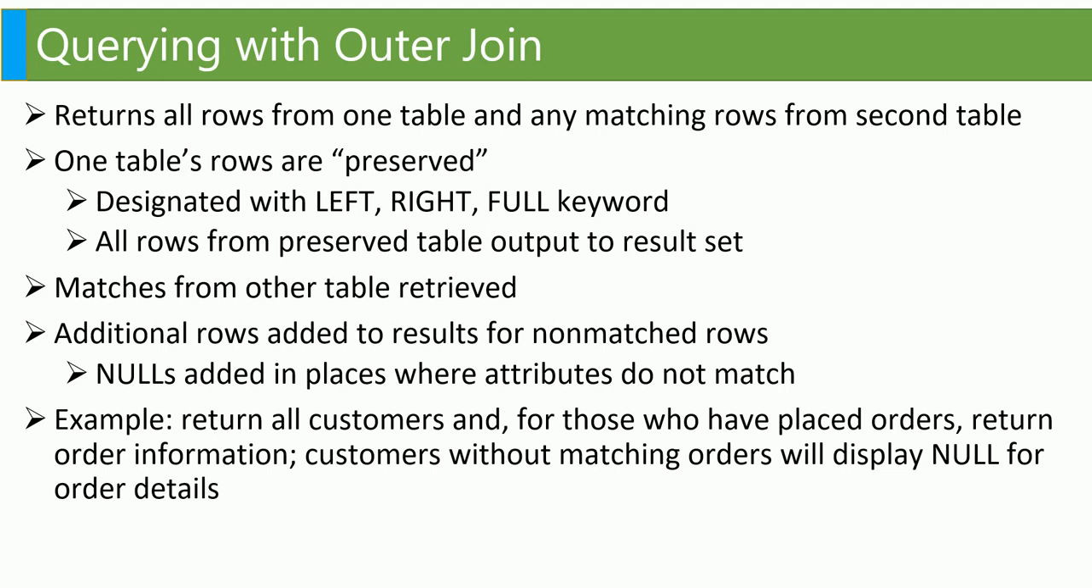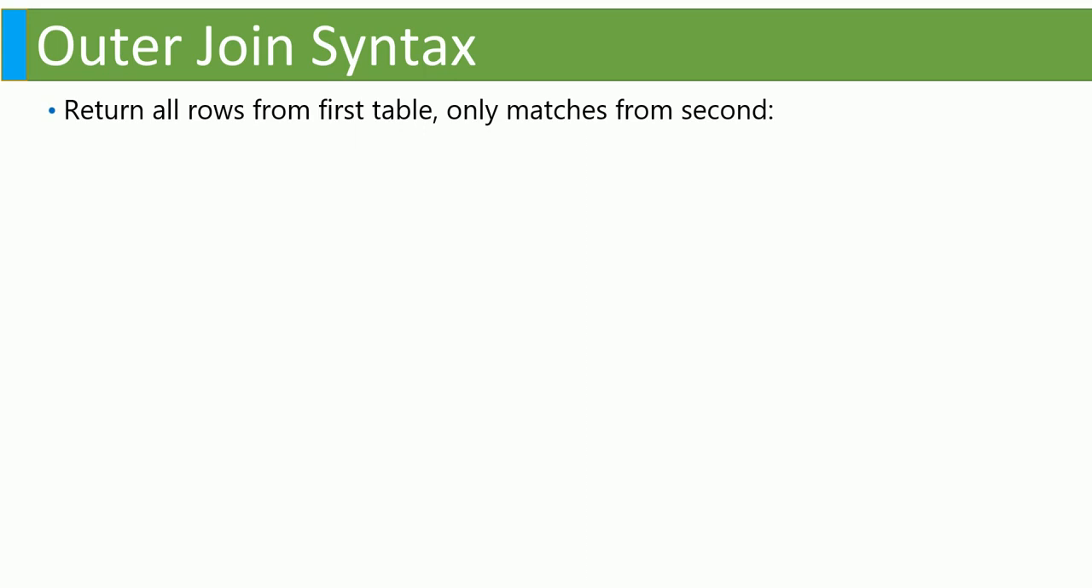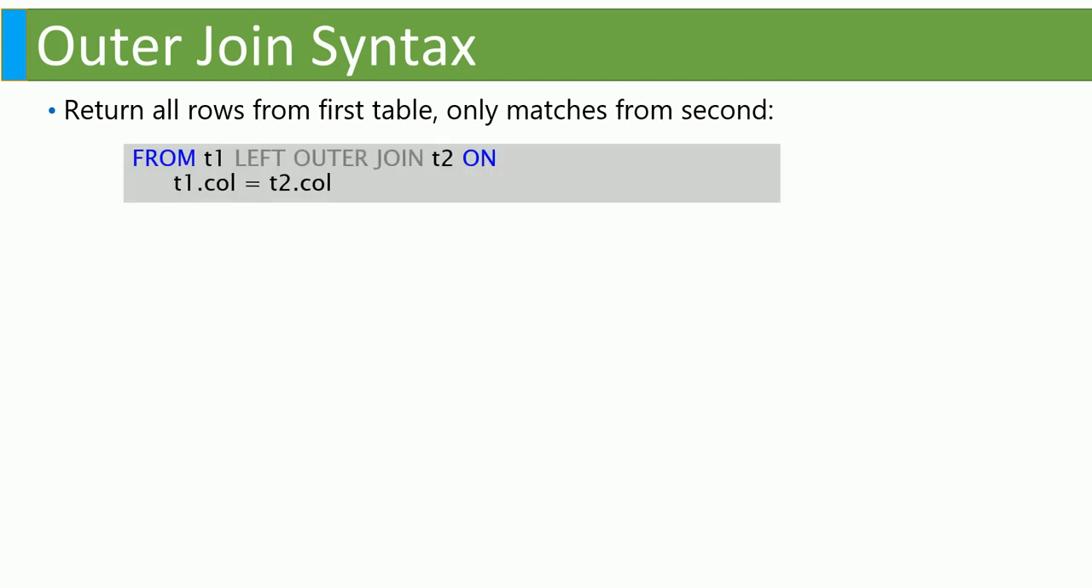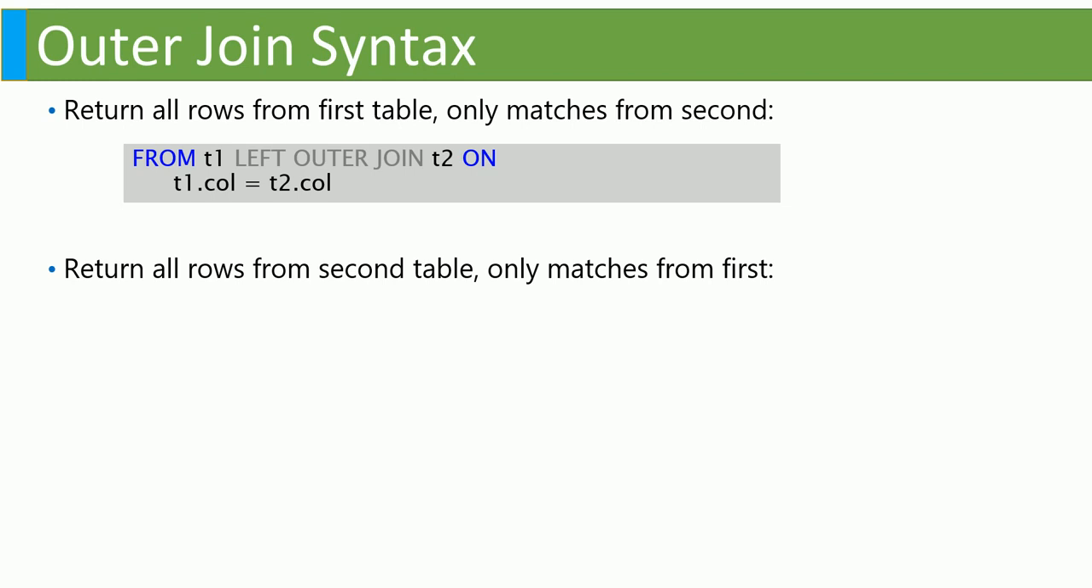Now here is an example: return all customers, and for those who have placed orders, return the order information. Let me go through how the syntax looks. To return all rows from the first table and only matches from the second table, you need to write a left outer join. The syntax is FROM t1 LEFT OUTER JOIN t2 ON t1.column, the common column, equal to the common column in the t2 table.